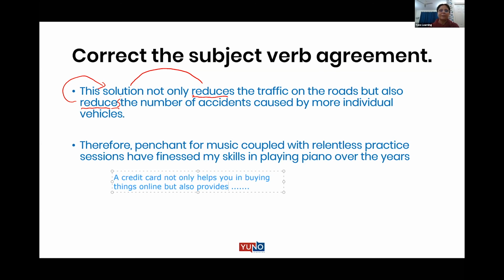Now here, in both places we've got the same verb, reduce. What reduces? The solution reduces the traffic on the roads and it reduces the number of accidents, right? Ma'am, can we also write this solution is not only reduces the traffic? No, wrong. The solution is the result of problem solving. We cannot say the solution is not only reduces. That is a wrong sentence. I cannot say I am teach. Can I say that? No. That's the wrong way of putting it. So directly we can put the solution not only reduces. Is is not needed over there when you have the action verb.